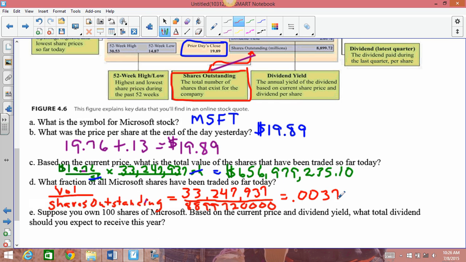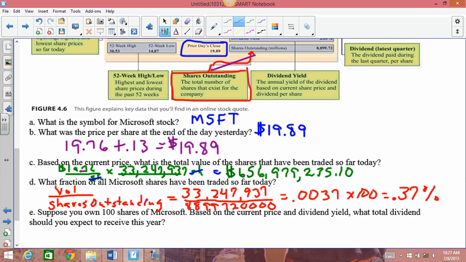If you want to think of this as a percentage, you can multiply it times 100. And we're talking about 0.37%. So, given that Microsoft has, I'm trying to see how many does it have? Probably billion, thousand, million, over 8 billion, and only 33 million have been traded so far today, then that's why this figure is so low. Only 0.37% of all of their shares have even been traded.